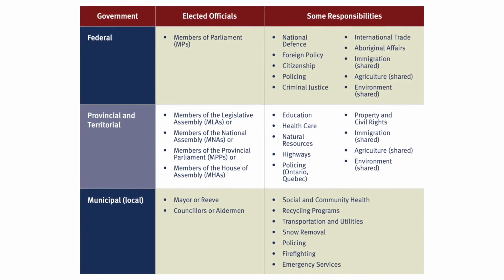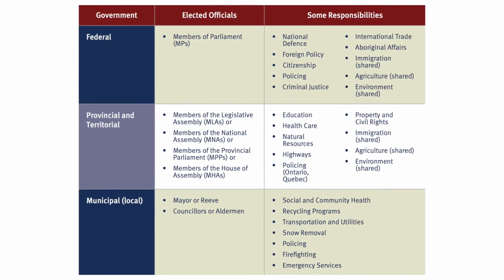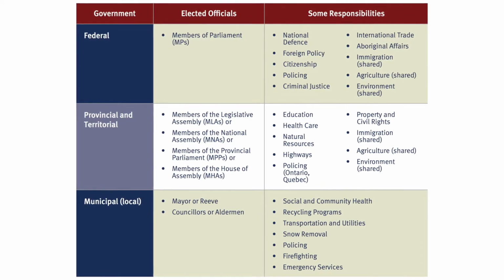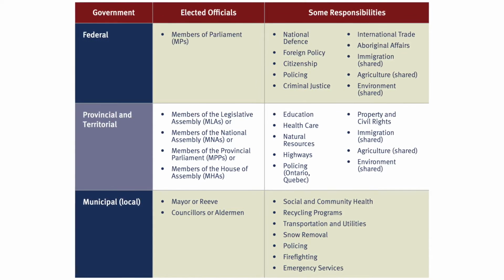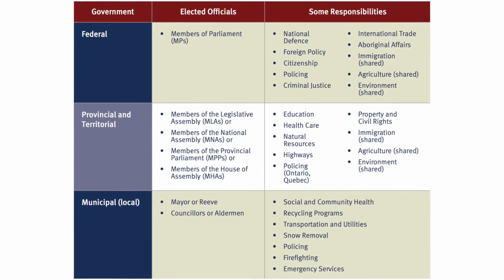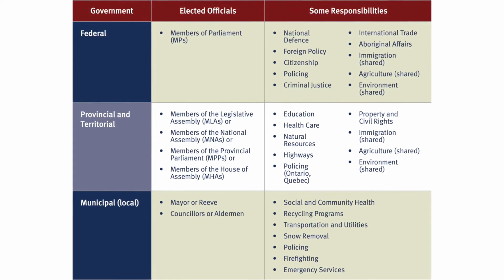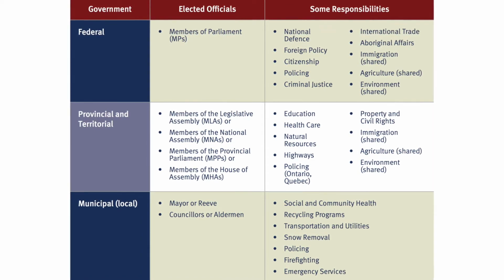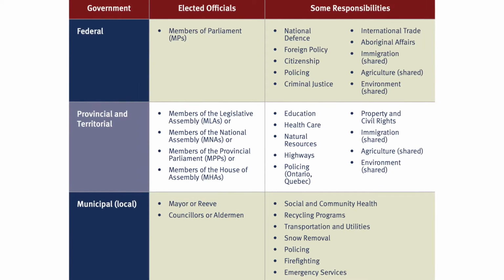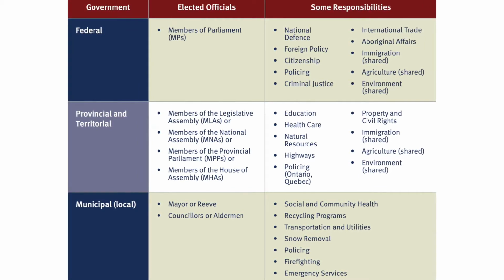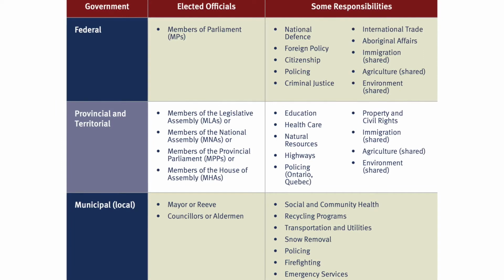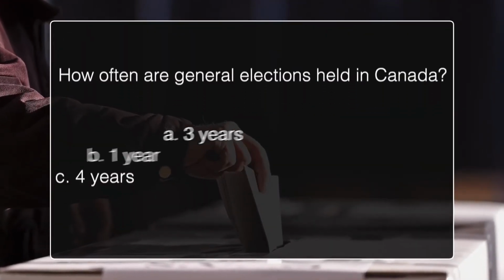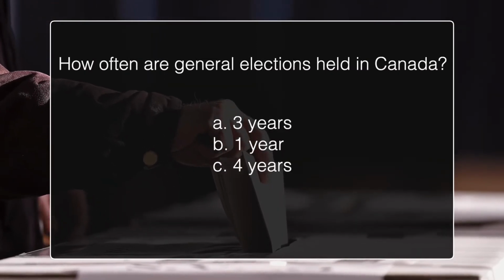civil rights. At the municipal or local government level, the elected officials are called councillors or aldermen, and the senior elected official is called a mayor or reeve. Some responsibilities at this level of government include social and community health, recycling programs, transportation and utilities, snow removal, policing, firefighting, emergency services. How often are general elections held in Canada?